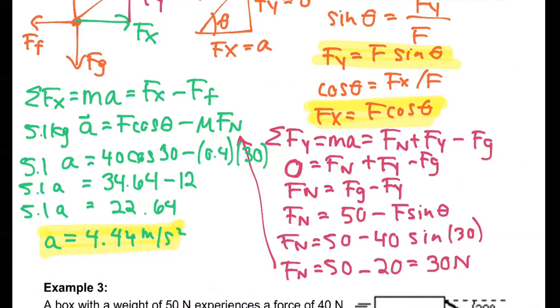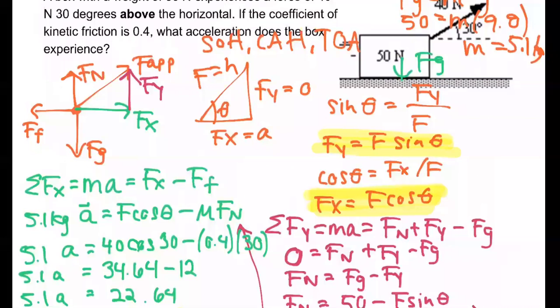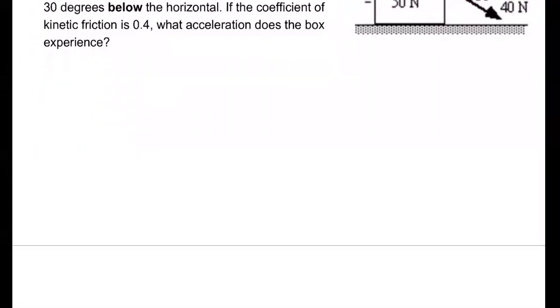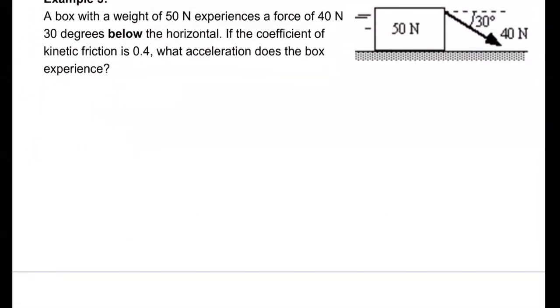What if we have an object that's pushed down at an angle? So this is the exact same scenario as up above, but instead of being pulled up, it's going to be pushed down. So now we've got the exact same thing. A box of weight 50 newtons experiences a force of 40 newtons, but it's 30 degrees below the horizontal. If the coefficient of kinetic friction is 0.4, what is the acceleration of the box?